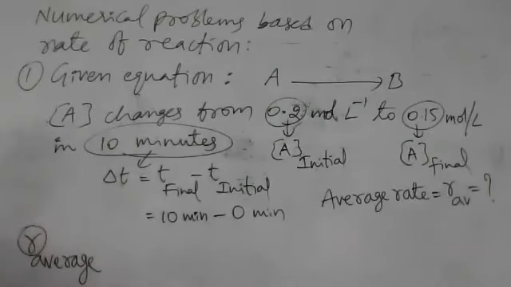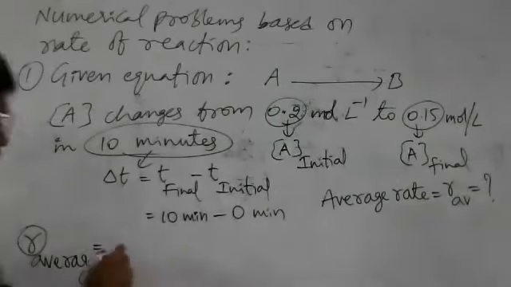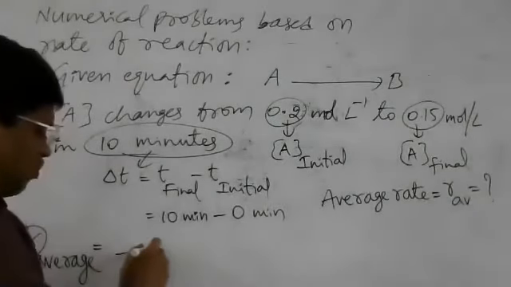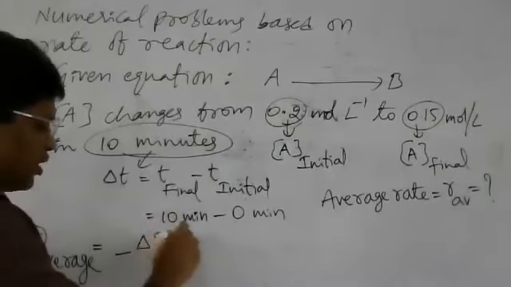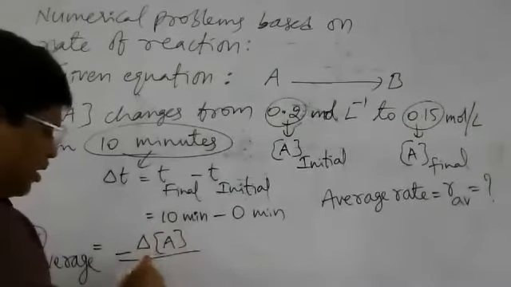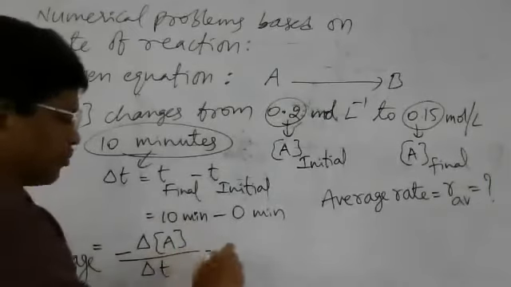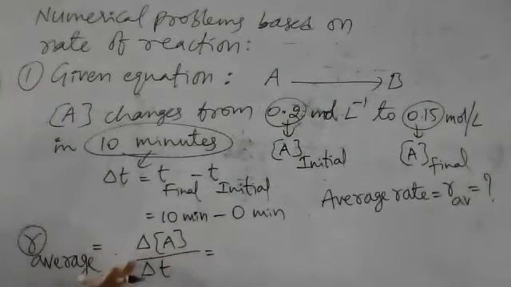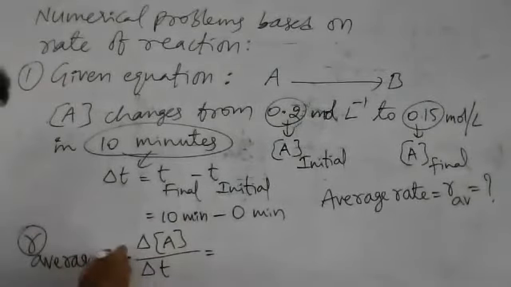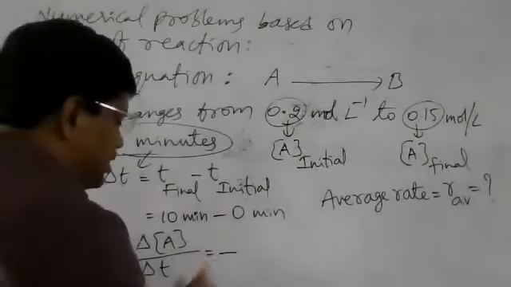Average rate of reaction is equal to the decrease in the concentration of A. Decrease means minus or plus? Minus. So it is minus the change in concentration of A divided by the change in time. What does this minus indicate here? It indicates the decrease in the concentration of A. Now that equals minus.